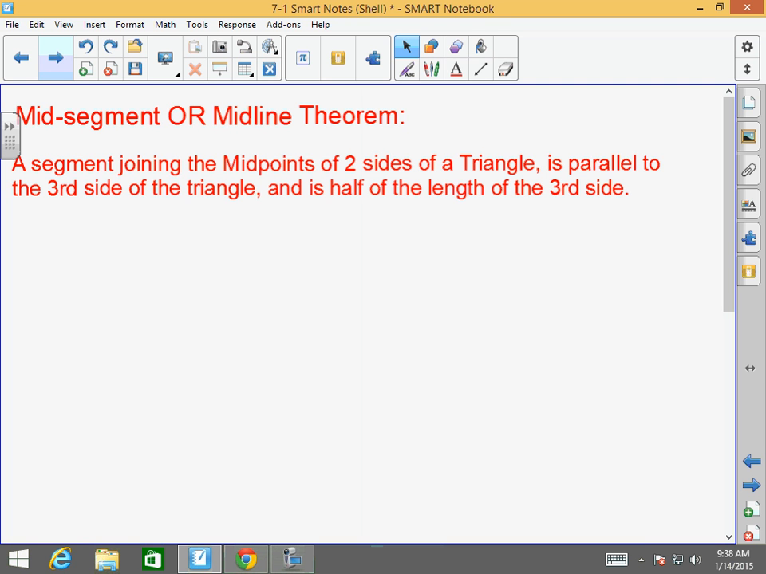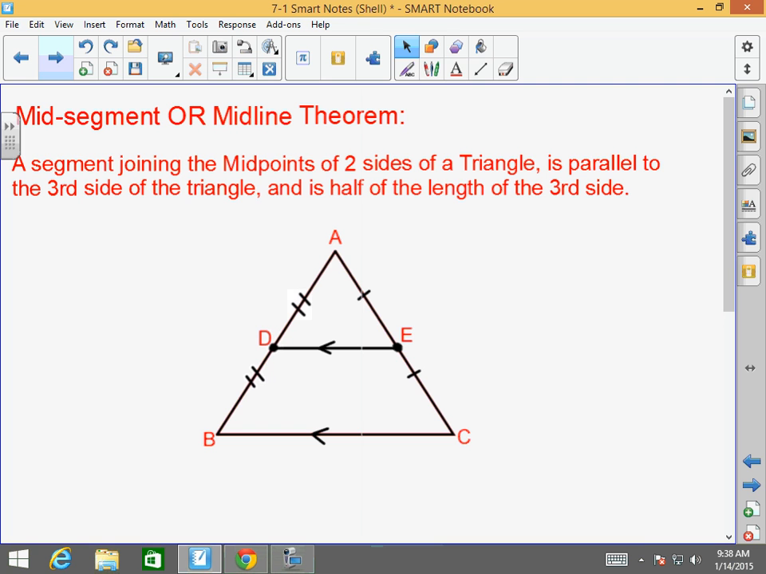What does this look like? It looks like this. D is the midpoint of AB. E is the midpoint of AC. You can tell that by the tick marks. The midsegment theorem states the following. If I connect D and E, which are the midpoints of two sides of this triangle, this automatically makes DE parallel to the third side BC, and DE will be half of the size of BC. So in this particular case, if I tell you that BC is 20, DE is 10.